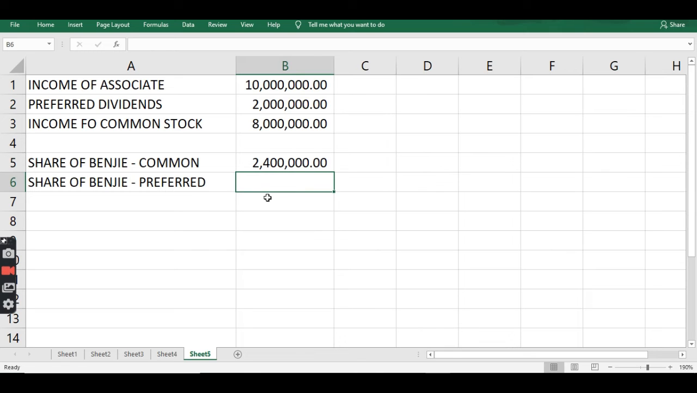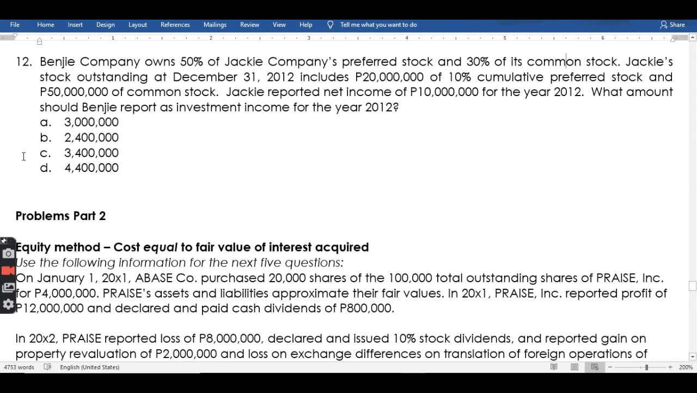Hindi pa natin pwedeng i-recognize yung share ni Benji na preferred. Kasi, kung preferred yon, ang basis lang ng income mo dito is the dividends paid. Eh wala namang declaration, wala ring payment, malamang. So, hindi natin pwedeng i-recognize yung kalahati nito. Kasi malamang ang isasagot mo baka 3,400,000. Pero hindi pwede. Ito lang ang pwede mong i-recognize. Okay, yan lang.